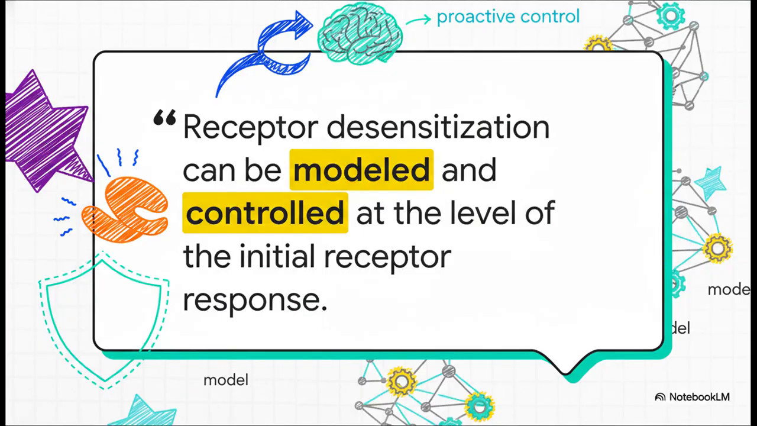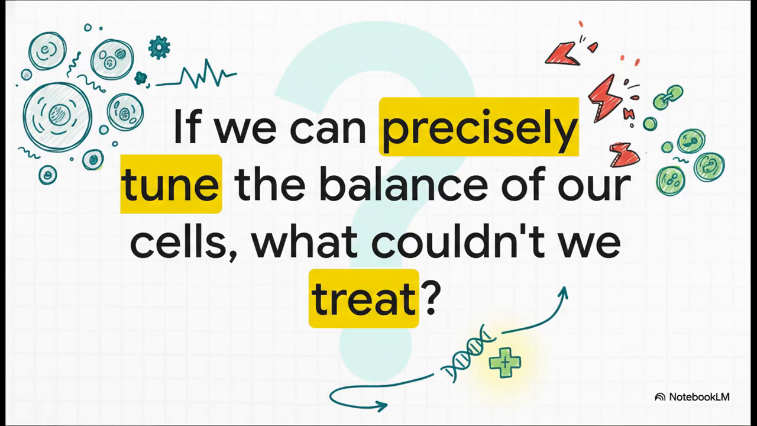Really, the big takeaway here is that we can be proactive now. Instead of just waiting for side effects like desensitization to happen and then trying to deal with them, this research shows we can actually model it, predict it, and control it from the very first moment the drug meets the receptor. It's about engineering the exact outcome we're looking for. And this goes so far beyond just fixing one heart medication problem. This deep understanding of how our cells stay in balance, it just opens up so many incredible possibilities. I mean, just think about it. If we can learn to precisely tune this delicate seesaw inside ourselves, what diseases that seem completely untreatable today might become manageable tomorrow? It's a question that could literally redefine the future of medicine.